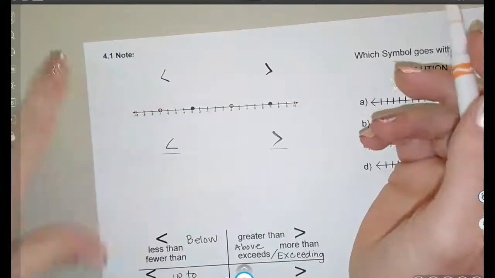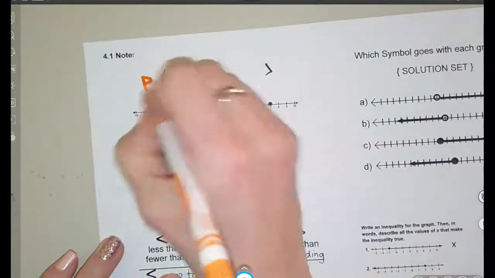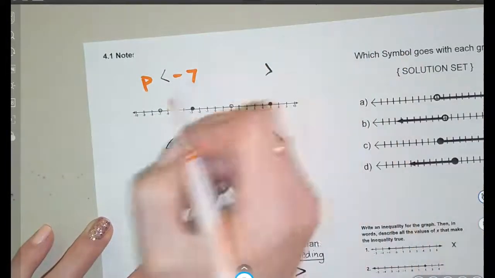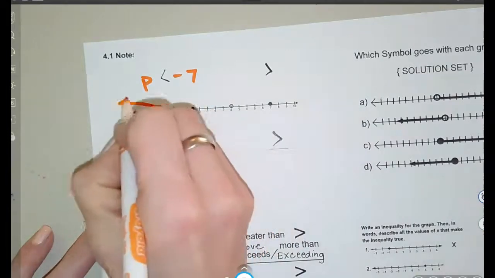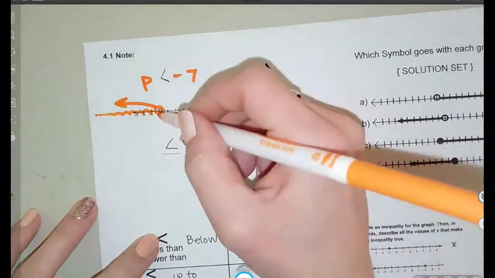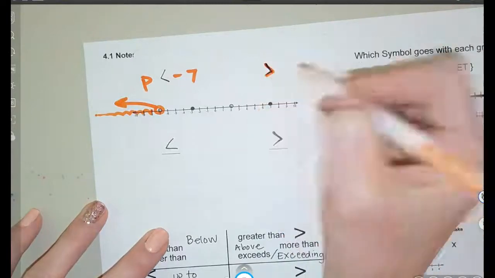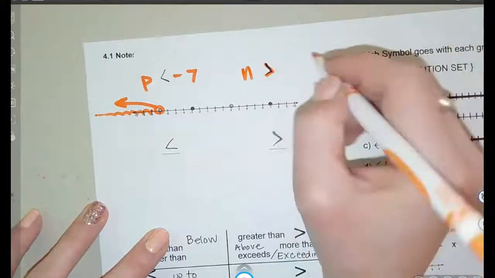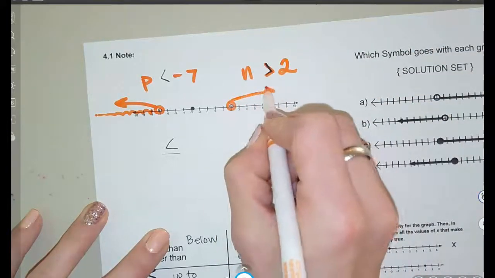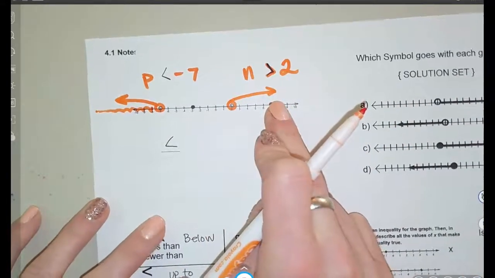This is the less than symbol. If I have something like p is less than -7, right, it would look like this if I graphed it. Open circle, an arrow to the left saying p could be any of these numbers that are less than -7. It does not include -7. Okay. All right, this one is the greater than symbol. So if I had something like n is greater than 2, right? Again, open circle, it doesn't include 2, but everything bigger than 2. So we would graph it with an open circle and an arrow to the right.